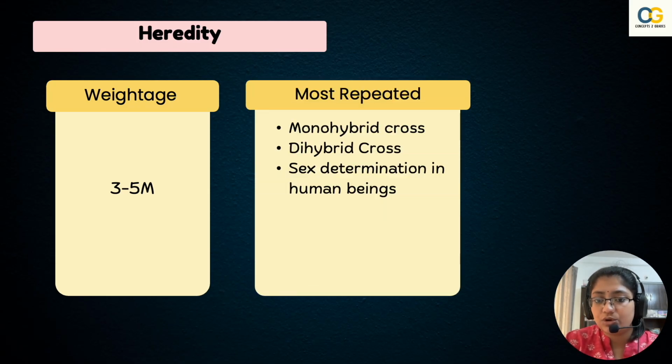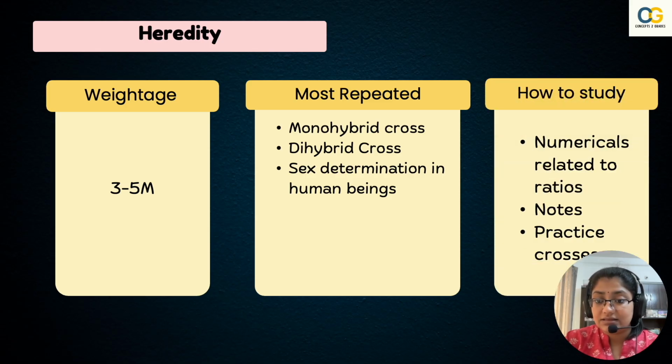And there is a monohybrid cross, a dihybrid cross, and sex determination in human beings, 3 important concepts. This chapter has numericals which are related to some ratios, and you need to practice how you do the crosses in this chapter. This is a very scoring chapter if you understand the cross and understand how it works. So let us see how this goes.